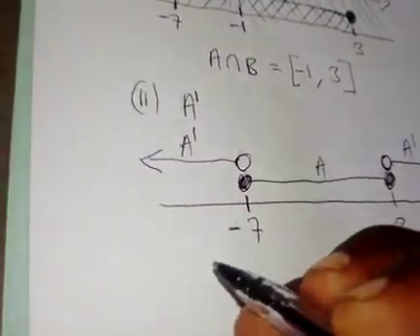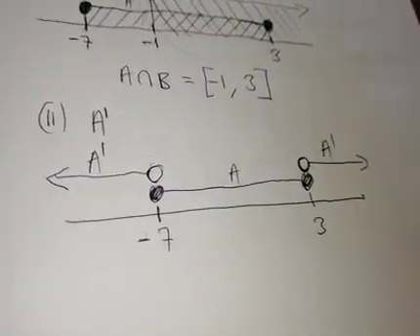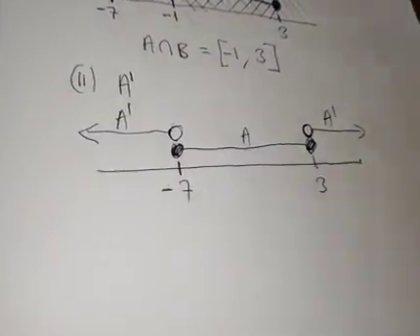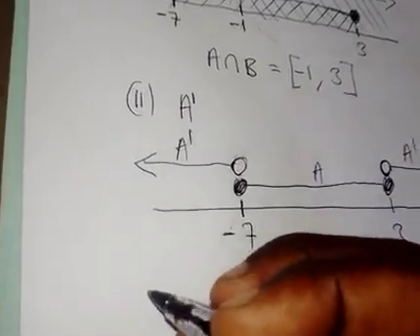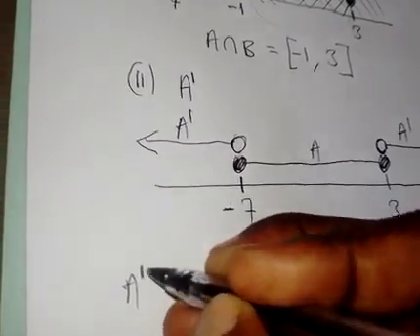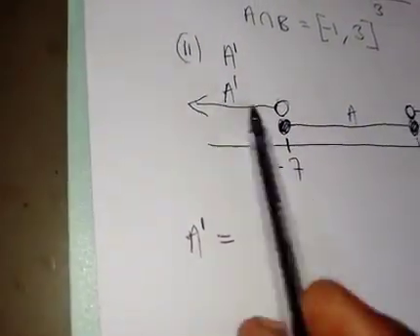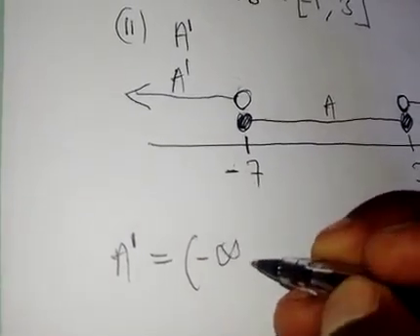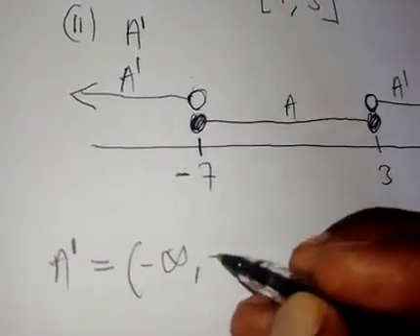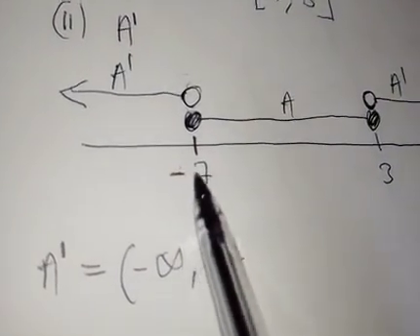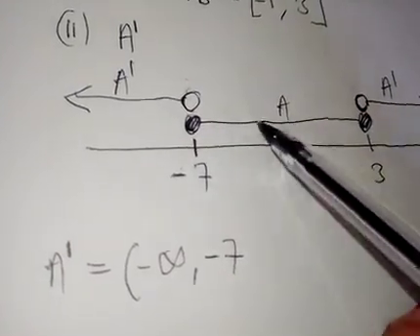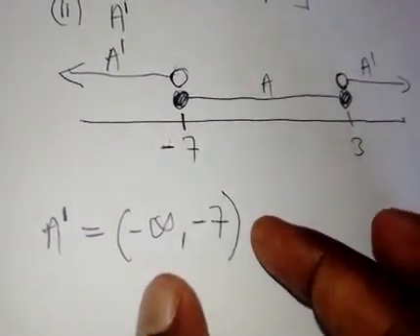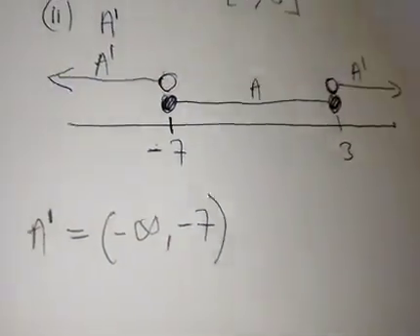Then let's represent this in interval notation using square or round brackets. A complement equals, this side, going to negative infinity. So we say negative infinity, comma, negative 7. This negative 7 is already in A, so in A complement we use a round bracket instead of a square bracket, to show that it's not in A complement.